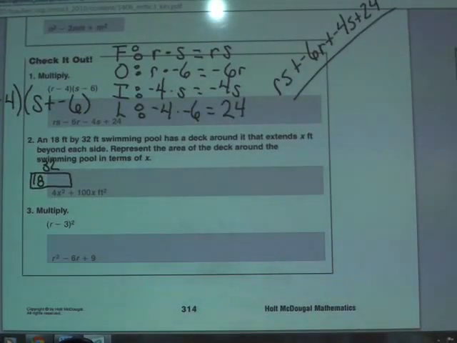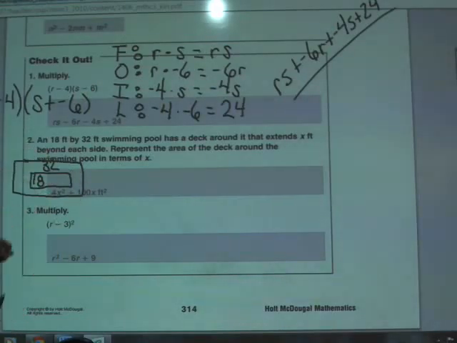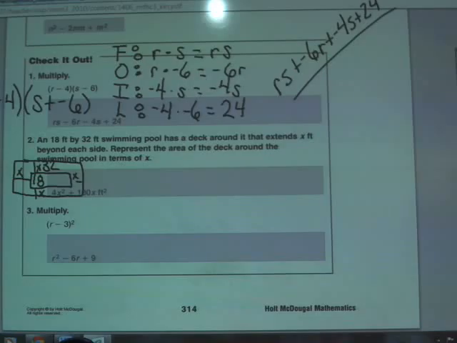Okay, so now I have my 18 by 32 swimming pool, and I'm adding the deck around it now. And the deck, no matter where I look at, is going to have a width of x. So it's x tall on either side, it's x wide on either side. So I'm supposed to find the area of just the deck.